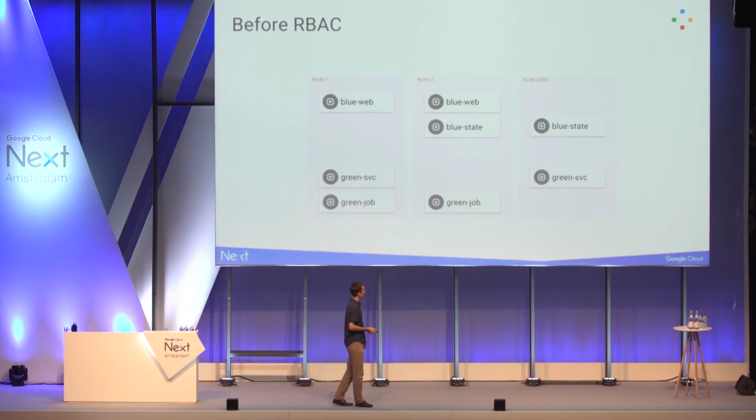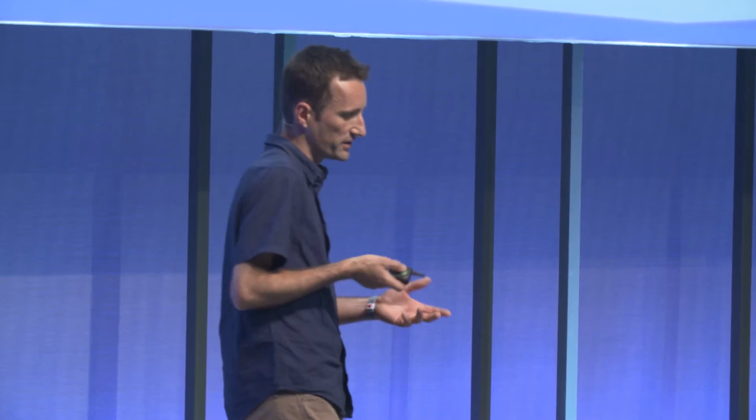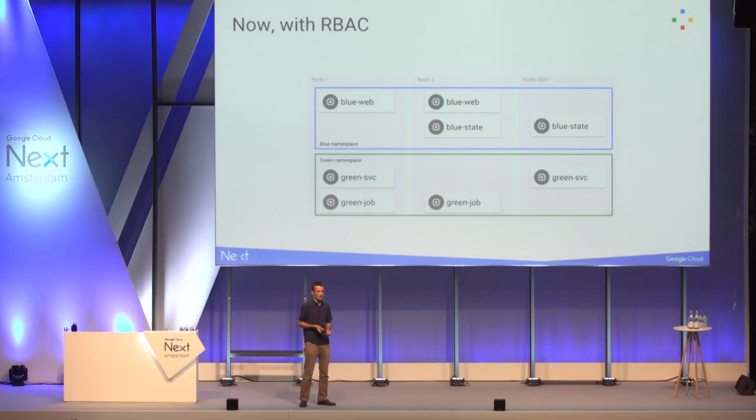In the past, here we have a blue team and a green team. If these people had access to the cluster to change things, then that was it. They could do what they liked. Then along came namespaces, which gave us some form of separation, but not really enforced with teeth. You could just do things like say the blue team will get a certain amount of CPU and memory, and the green team will get the rest. But now, with role-based access control, that can be enforced.